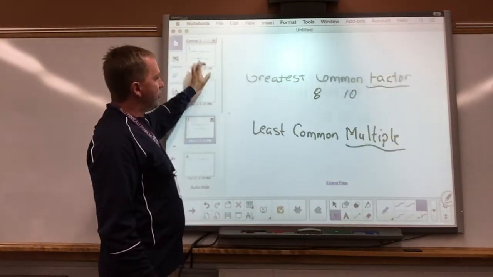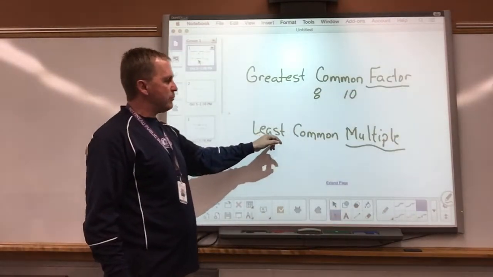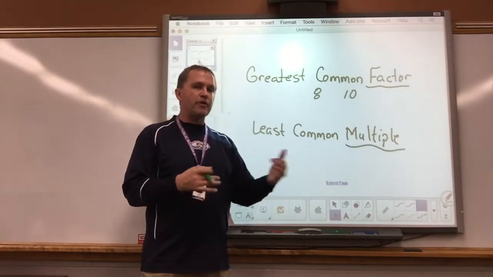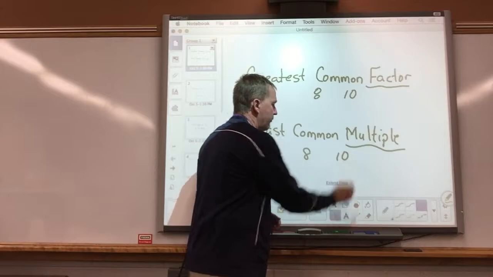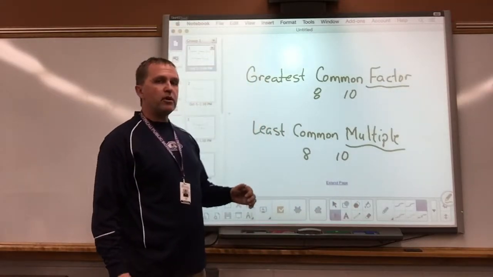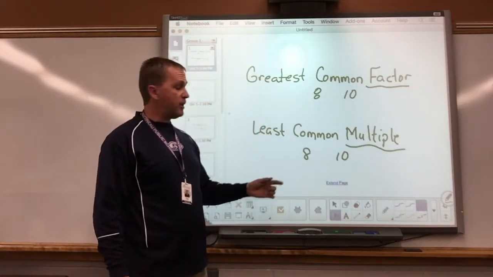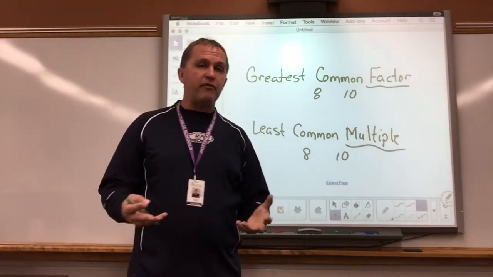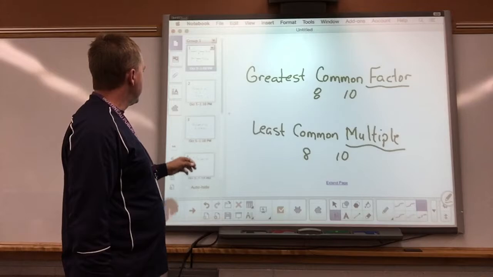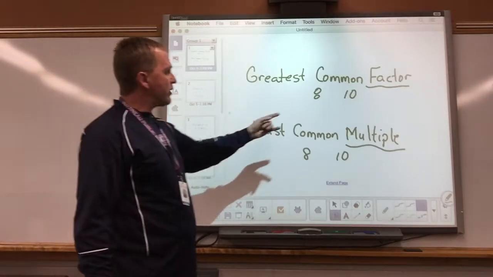So again, if we go back here and we say, what is the least common multiple? A multiple is a number that they go into. So if we use the same numbers 8 and 10 and ask, what's the least common multiple? We would be looking for the smallest number that both of these go into. Now there are ways that you can go about finding that, and that's what we're going to focus on at this point. So hopefully we're okay.